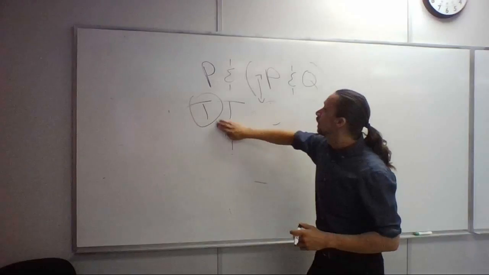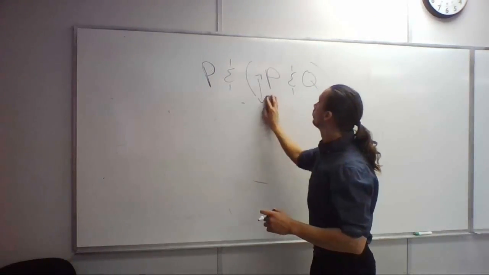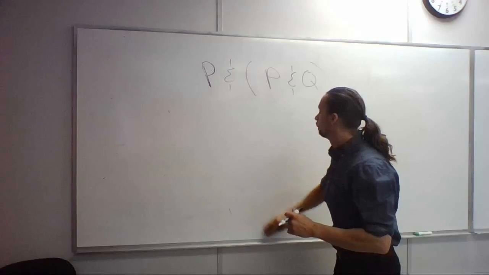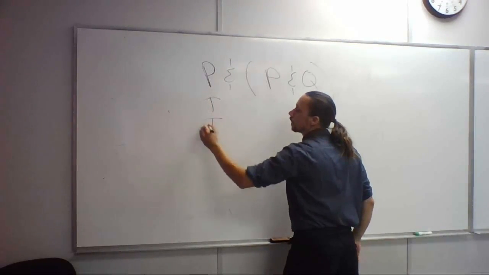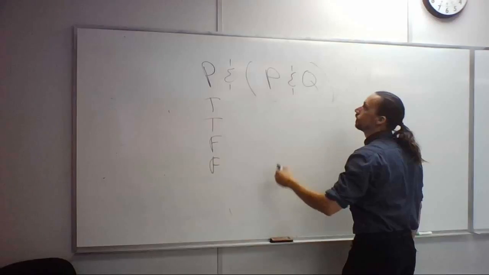It's a contradiction. We can do the full one pretty easily. Let's do a full truth table quickly. So we have two atomic sentences, so we're going to need 4 rows. True, true, false, false.